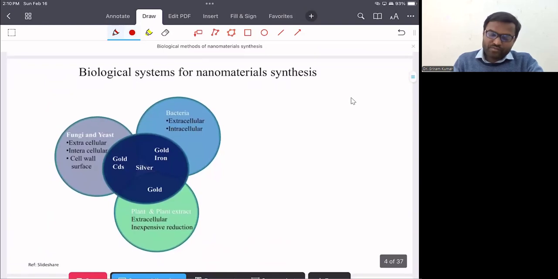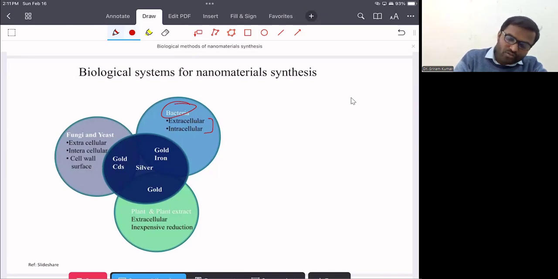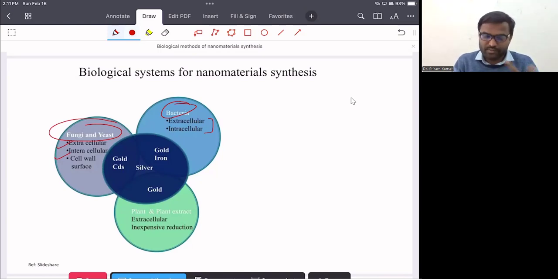If we use bacteria, we can use either the extracellular or the intracellular mechanism, and from bacteria we can develop gold nanoparticles, iron nanoparticles, silver nanoparticles, and different kinds of nanoparticles. We can also consider fungi and yeast, and these two biological systems also undergo extracellular or intracellular mechanisms. For bacteria and viruses we can use both mechanisms, and for plants and plant extracts, we should go for the extracellular mechanism. Using bacteria, fungi, yeast, and plant extracts, we can develop important gold nanomaterials. This process is called the green approach.